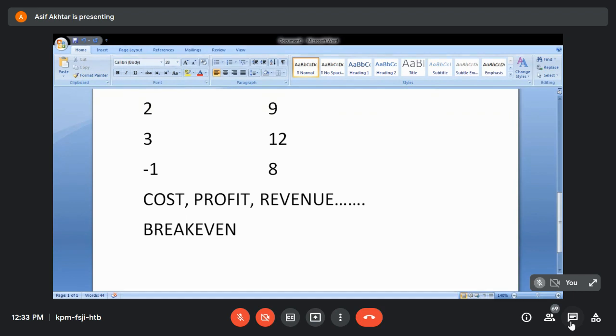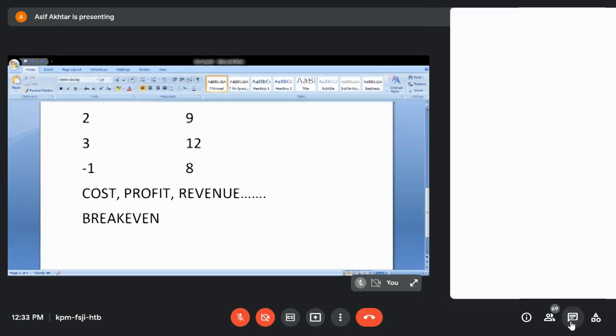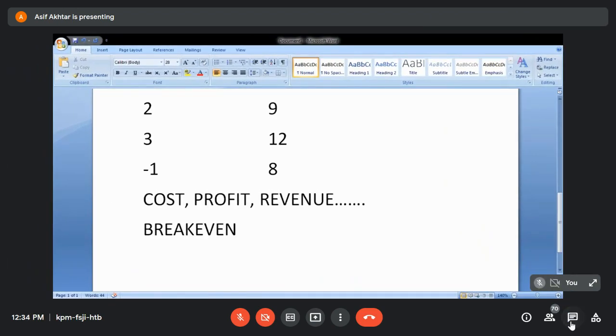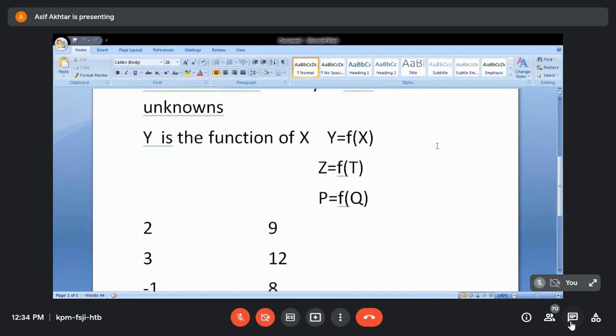Sir, just a question. You have told that y equal to f parenthesis x, so y is a function of x. Suppose we have y equal to f parenthesis fx. So in this case, y will be a function of fx, right?